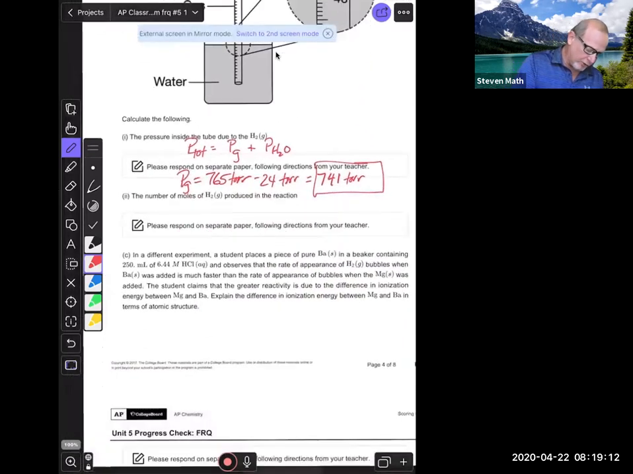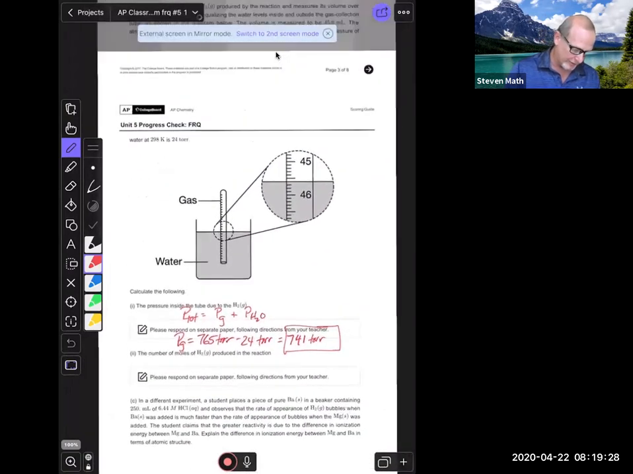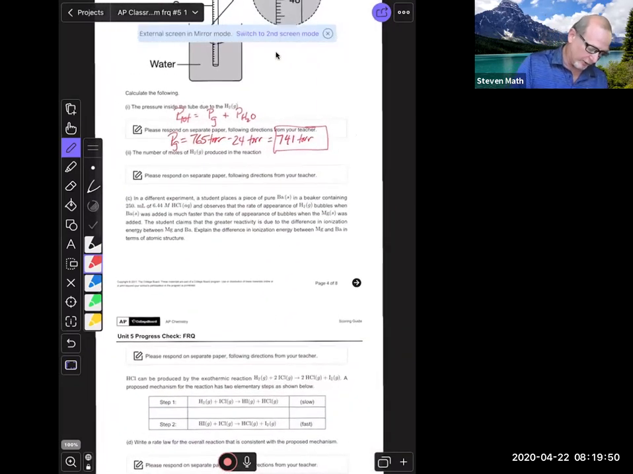Now, 2 says, okay, what are the number of moles of H2 in this? As soon as you see moles, you should be thinking, hey, they gave us a whole lot of data up here. Let's gather it: 298 K, they gave us 45.6, and we just calculated 741. So this looks like it's shaping up to be an ideal gas law. And here's what I've got.